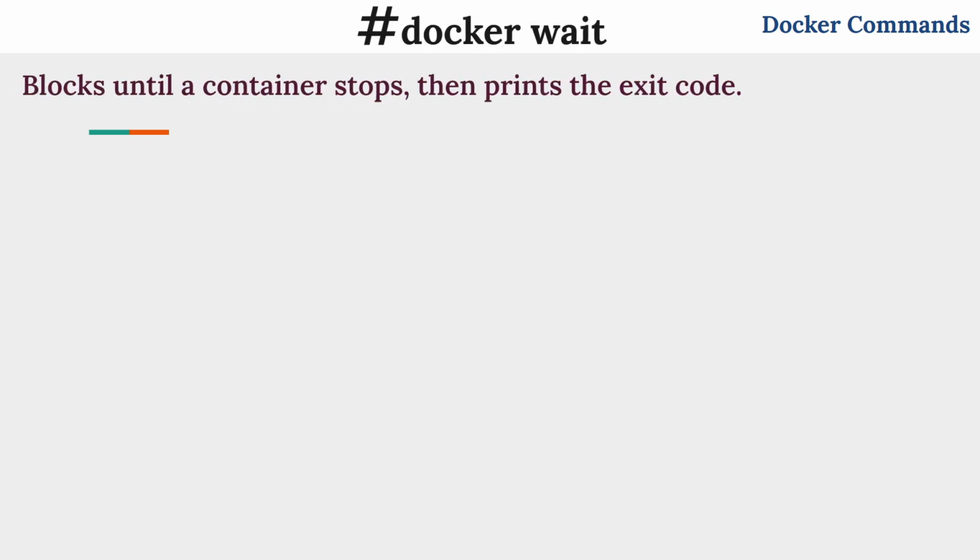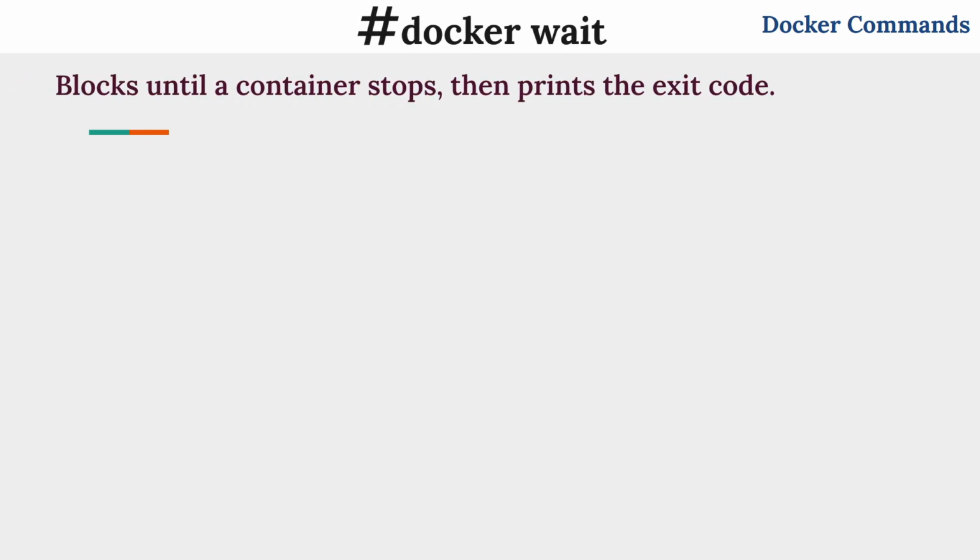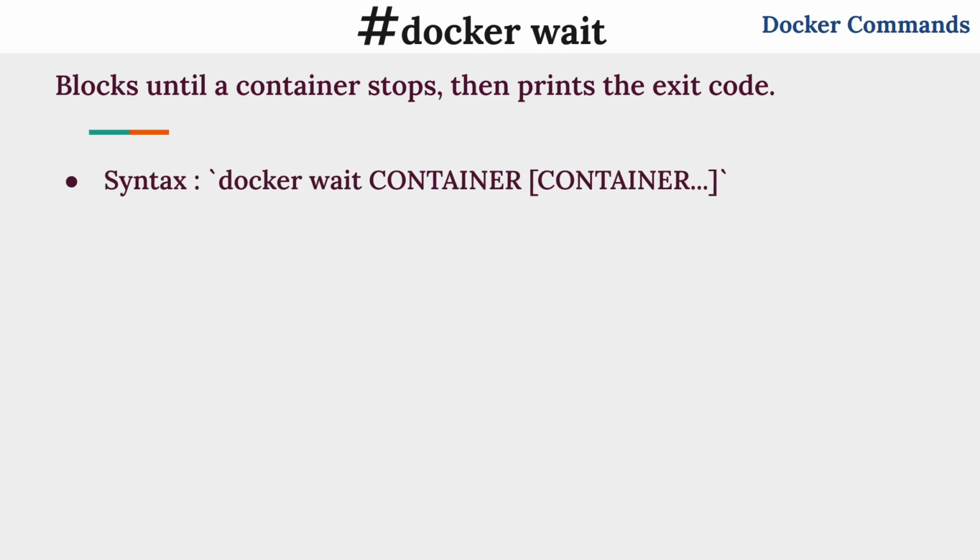The Docker wait command in Docker is used to block until a container stops and then prints the container's exit code. This command is particularly useful for scripting and automation where you need to wait for a container to finish its execution before proceeding with further actions. Here's how you can use the Docker wait command. Let's see the syntax. docker wait container: the ID or name of the container you want to wait for.